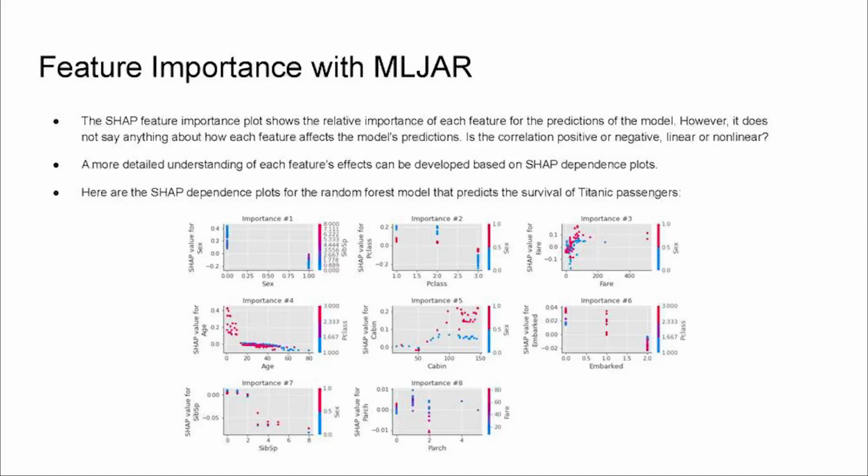However, it does not say anything about how each feature affects the model's predictions. Is the correlation positive or negative, linear or non-linear? A more detailed understanding of each feature's effects can be developed based on SHAP dependence plots. Here are the SHAP dependence plots for the random forest model that predicts the survival of Titanic passengers.